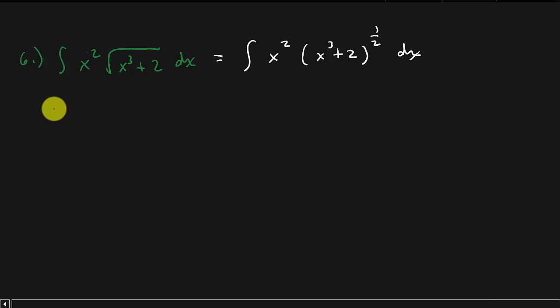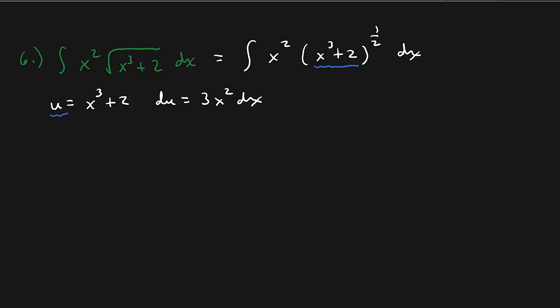Let's write it down. I'm going to let u equal what's inside the parentheses here, which is x cubed plus 2. And so du is 3x squared dx. Okay? So obviously here, this is going to be replaced with u because it matches perfectly.